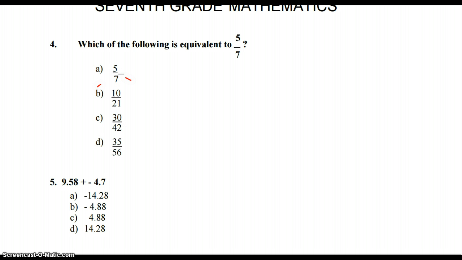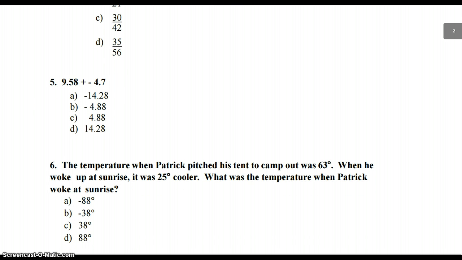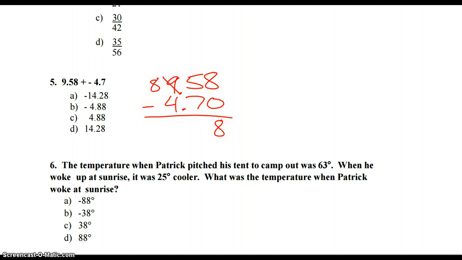All right, and lastly, number 5, 9.58 plus negative 4.7. Whenever you're adding a negative, it's just like subtracting. So, I don't know if they'll give you a calculator for this or not, so it's always nice to just do it the long way just in case. So, 8, we've got to do a little borrow. And we have more positive than we have negative, so it should come out to C, 4.88. All right, so there's the first 5.